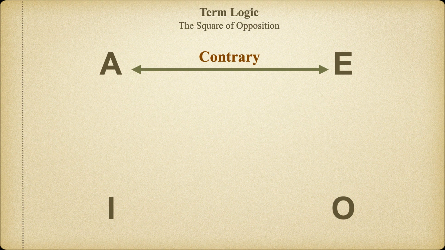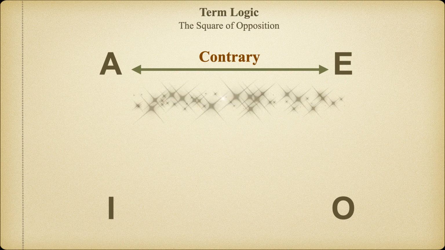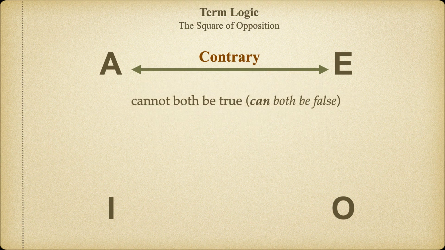But suppose it was false that all dogs have tails. Would it follow necessarily that no dogs have tails? Certainly not. It could be the case that some do and some don't. So the logical relationship between universal propositions does not entail opposite truth values. These statements are contrary to one another, meaning that they cannot both be true at the same time. However, they can both be false at the same time.